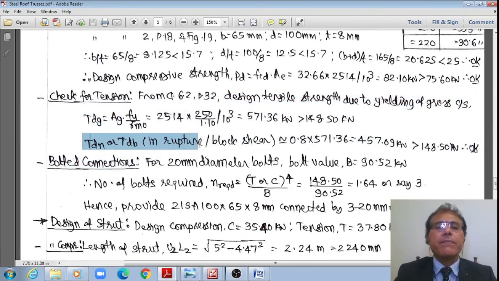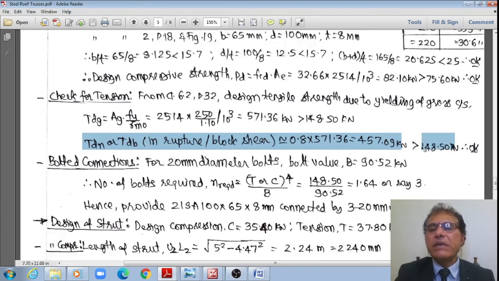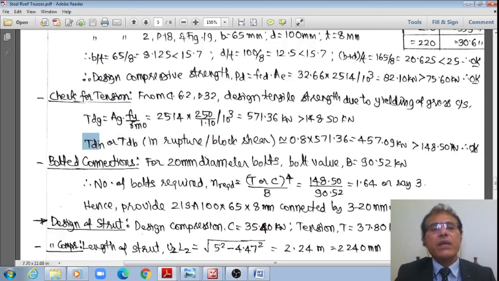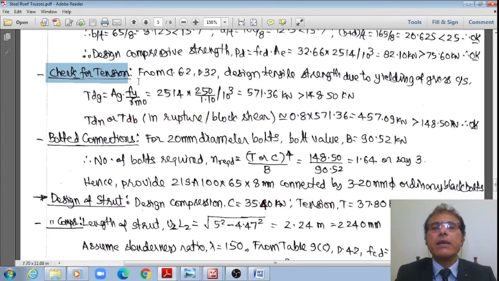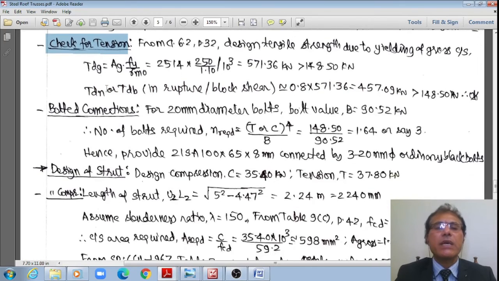Even approximately, the tensile strength in rupture as well as block shear criteria, TDN and TDB, assuming a 20% reduction, is 0.8 multiplied by 571.36, which is around 457 kilonewton, which is much greater than 148.5. Therefore, I am not going for a check for these actual values. Even if you wish, you can go through the previous video on design of tension members for exact calculation. Therefore, it is okay in tension also. Hence, my section is okay, assuming the trial section itself is okay.